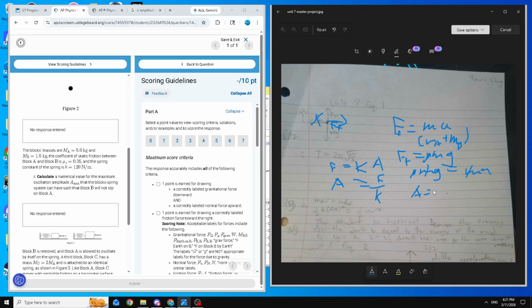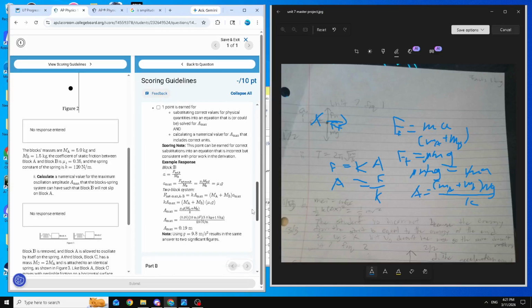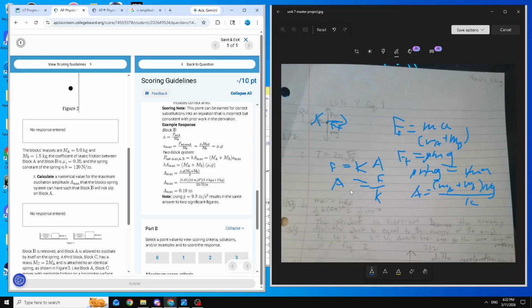and so A should equal mA plus mB, because force is equal to mass times acceleration, times the acceleration, which we derived is mu times g, divided by k, and if you plug in the values, you should get 0.18, that's the answer. So the amplitude is equal to 0.18.